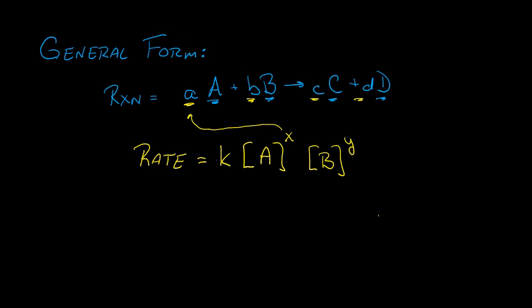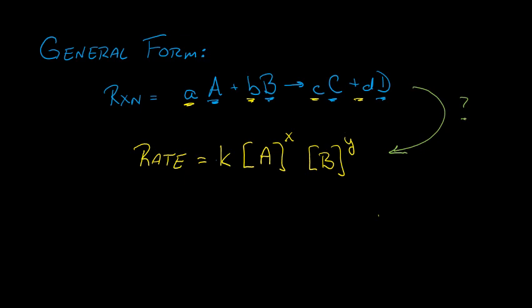And what's important about this is that if you notice, this x, the exponent on A, is not the same as the stoichiometric coefficient in the equation. And this y here, the exponent on B, is not the same as that stoichiometric coefficient. Now, sometimes it turns out, just by coincidence, that they are the same, but they aren't necessarily the same. The point being that if you have a balanced equation, you can't just look at the equation and determine the rate law from that equation.